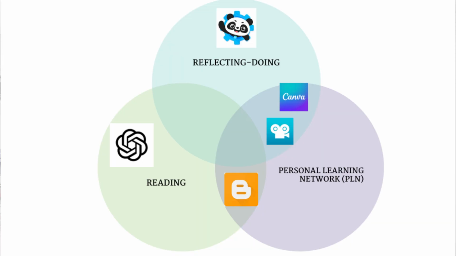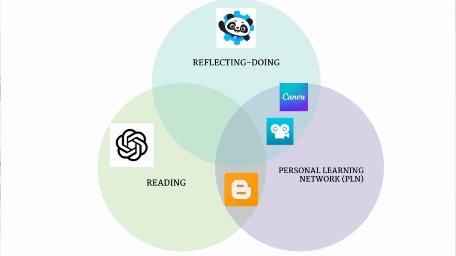I placed ChatGPT in the reading area because it helps to understand concepts, to find information, and support learning. Mblog, the Coderogi website, belongs to Reflecting Doing because it allows to learn through programming, experimentation, and problem solving. Moreover, Canva and Stop Motion Studio are between Reflecting Doing and the PLN because they help you create digital content and share it with others.